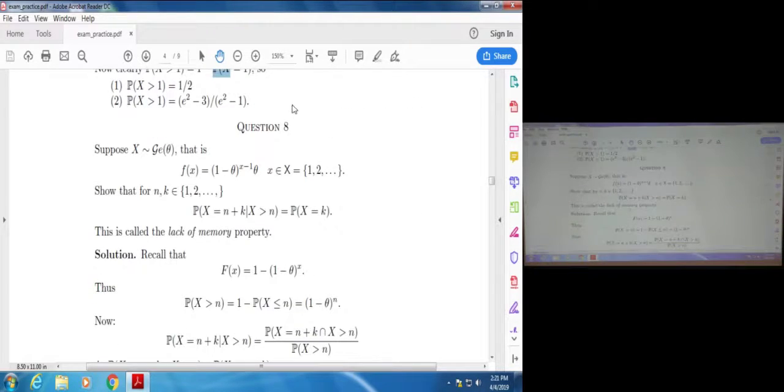Question 8. You should remember, hopefully, that at some point we talked about the lack of memory property for the exponential distribution.